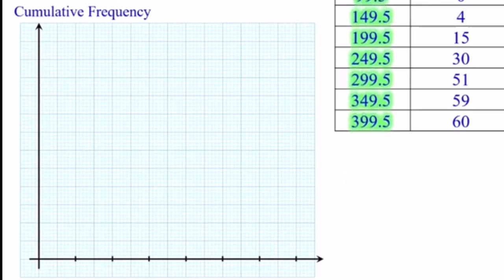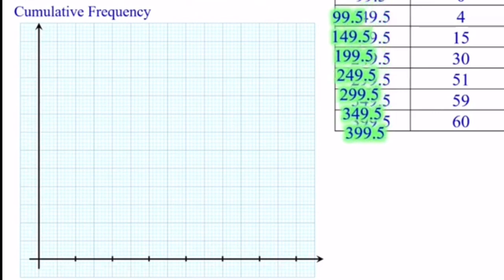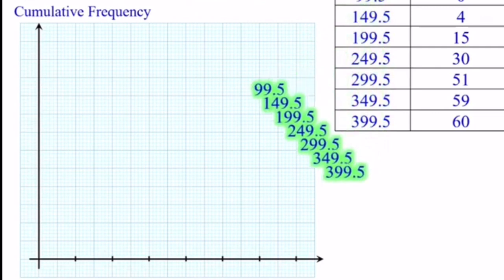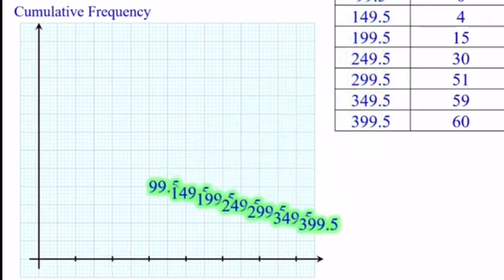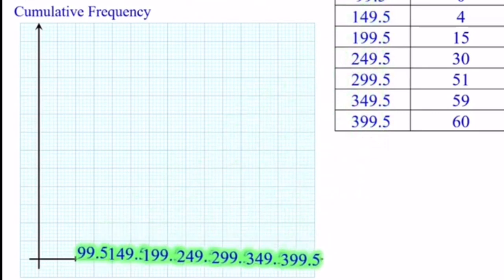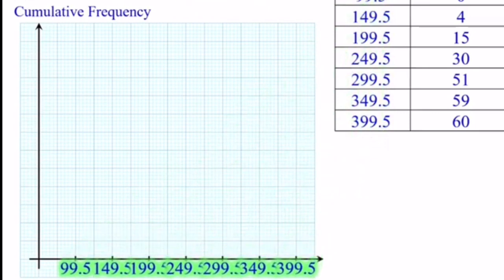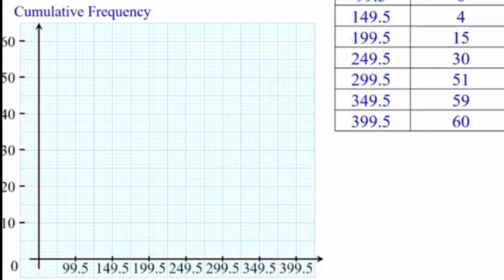Our upper boundary will start from the zero frequency, where we just added one class interval with zero frequency, and we get the upper boundary, which is 99.5. It is a must to start with zero frequency for all Ogives and cumulative histograms. So we label 99.5 followed by 149.5, and then 199.5, 249.5, 299.5, 349.5, and 399.5.